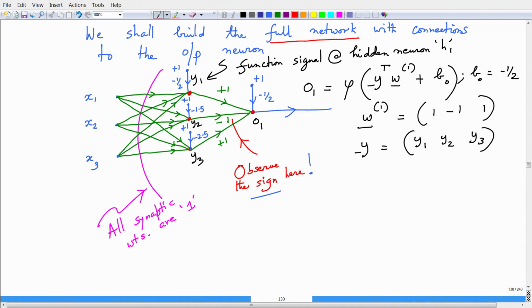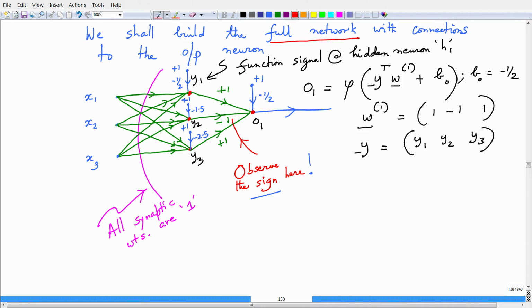The synaptic weights are carefully chosen, because we have solved for the synaptic weights between the input and the hidden layer. We have tackled that. All we have to do is adjust the synaptic weights in the layer that connects from the hidden layer to the output neuron. In this case, it is a single output neuron, because it is a binary classification problem.